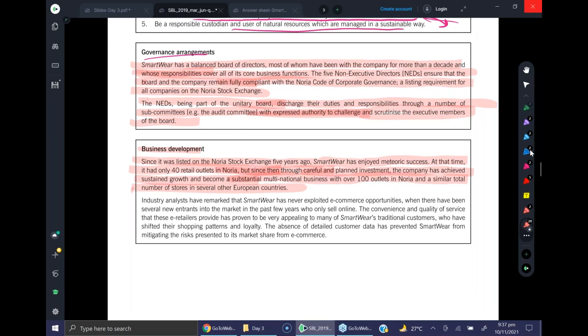Industry analysts have remarked that Smartware has never exploited e-commerce opportunities, while there have been several new entrants in the market in the past few years who only sell online. The convenience and quality of service that these e-retailers provide have proven to be very appealing to many of Smartware's traditional customers, who have shifted their patterns and loyalty. The absence of detailed customer data has prevented Smartware from mitigating the risks presented to its market share from e-commerce.